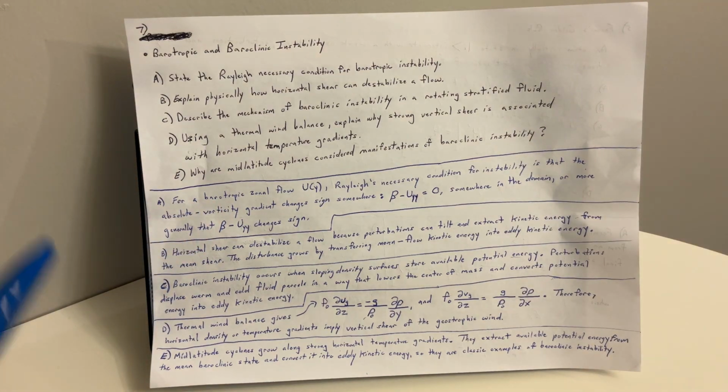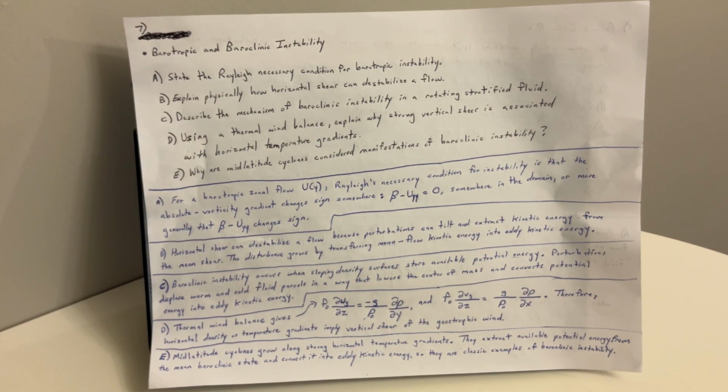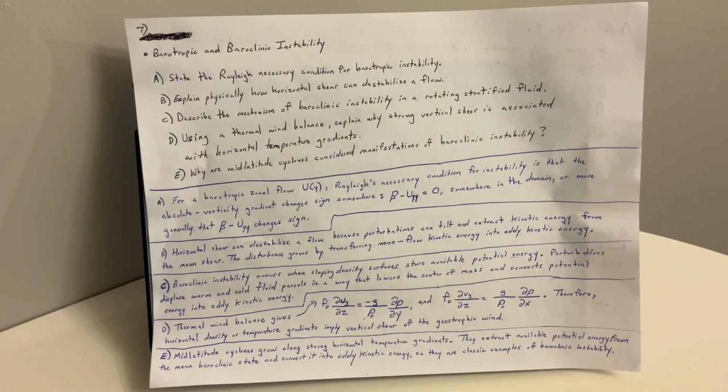Okay. 7. Barotropic and baroclinic instability. Letter A, state the Rayleigh necessary condition for barotropic instability. So this is all canonical, A through E here, textbook stuff.